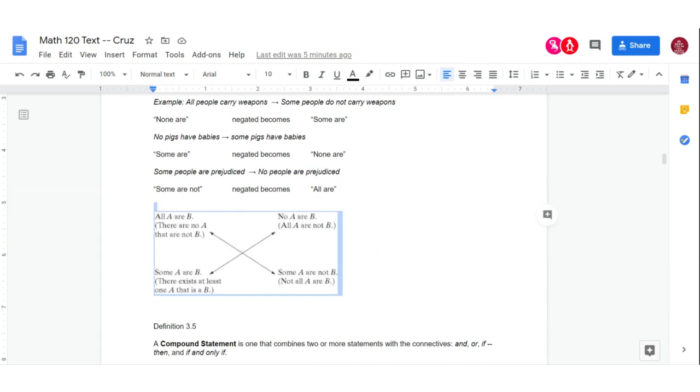Thankfully, this isn't a real big issue in here. But like I said, when you're talking about quantified statements, you really have to use them to be specific. And this is how, when you negate those, you can't just throw a not in there. Okay.